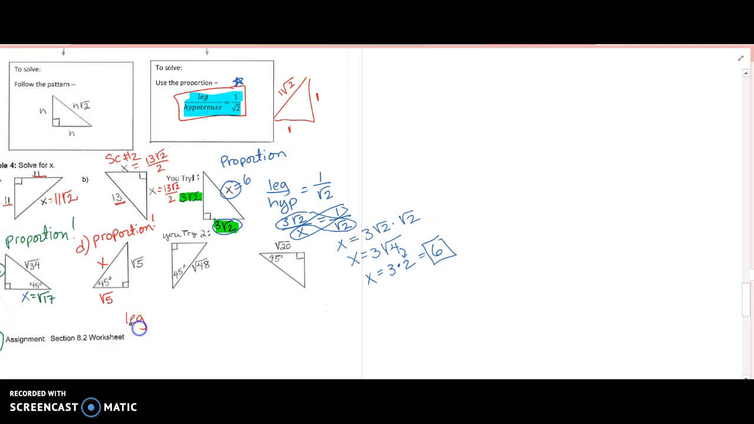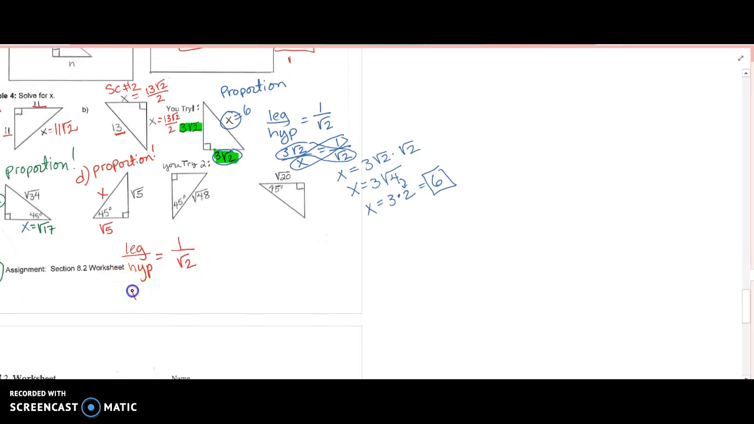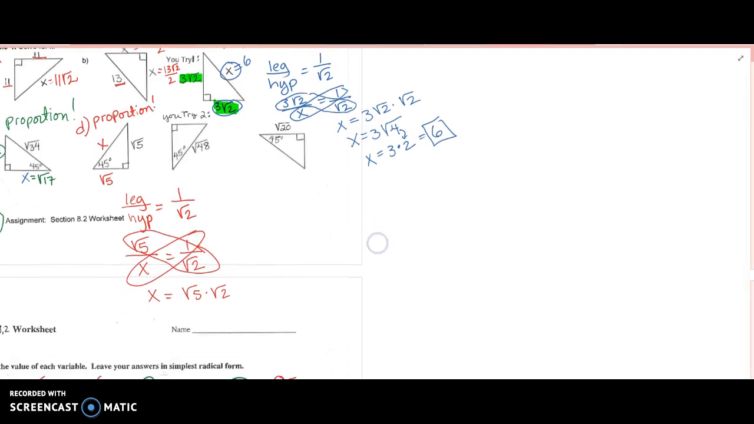So leg is to hypotenuse as 1 is to square root 2. Ready? My leg in this scenario is square root 5. My hypotenuse is x, as 1 is to square root 2. We cross multiply. X times 1 is x. Square root 5 times square root 2 is what you get when you multiply the other direction. Since those are both under a square root together, you can multiply them together and you get square root 10. That's your answer. Your hypotenuse is square root 10.